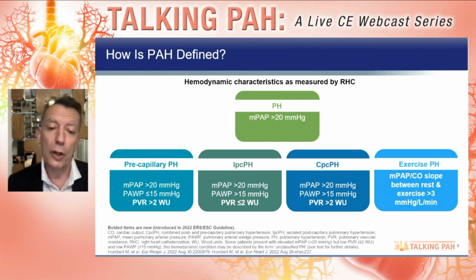And then second, from the left, isolated post-capillary pulmonary hypertension due to left heart disease, with pulmonary artery wedge pressure strictly above 15 millimeters of mercury, but PVR of 2 Wood units or less. And then the combined pre- and post-capillary pulmonary hypertension, where the wedge pressure is still above 15, but PVR is above 2 Wood units, indicating some kind of pre-capillary remodeling as a consequence of ongoing post-capillary increased pressure.